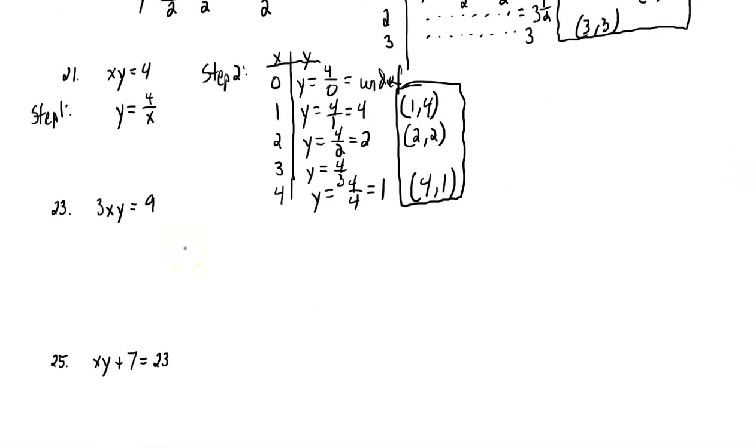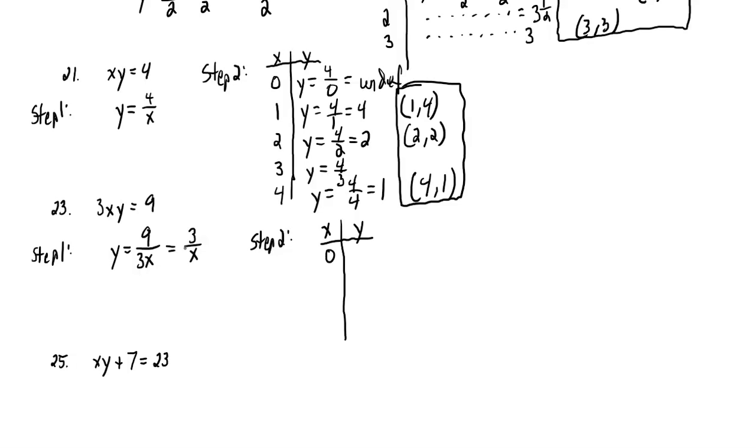Number 23, step 1. Solve it for y. To get y alone, you have to divide by the 3 and the x. And by the way, 9 divided by 3 is reducible, and so it'd be better just to say 3 over x. Okay. Now, step 2. This is where we're going to make our xy table.